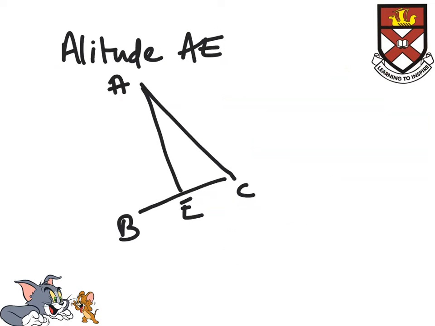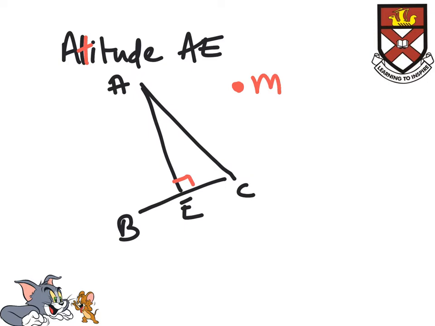For 7 part B, you've got to calculate the altitude. Obviously I've had a bit of problem spelling this morning. Altitude AE. So an altitude is a line that makes 90 degrees with the other side. So nothing at all to do with midpoints. Altitudes are nothing to do with midpoints.